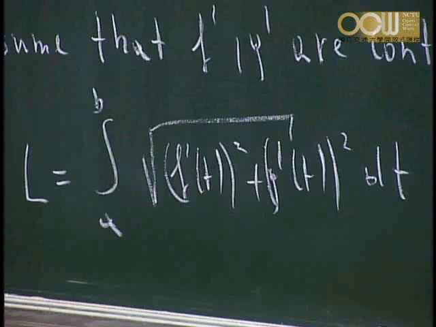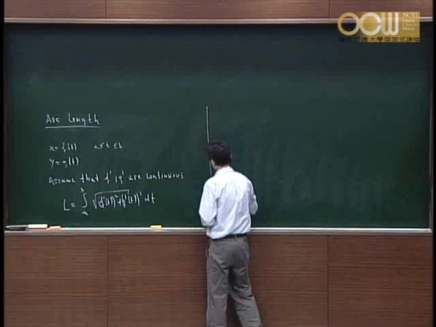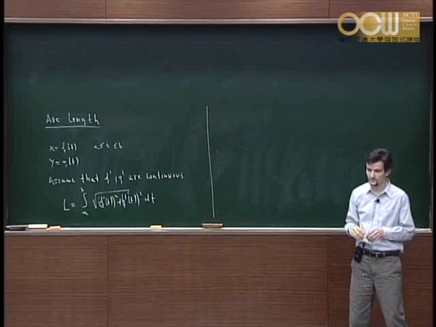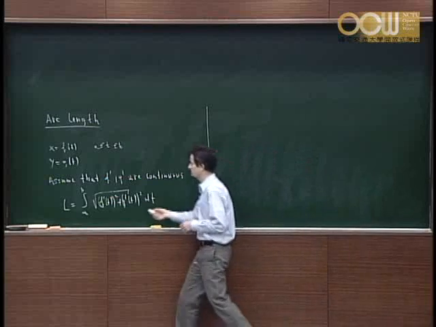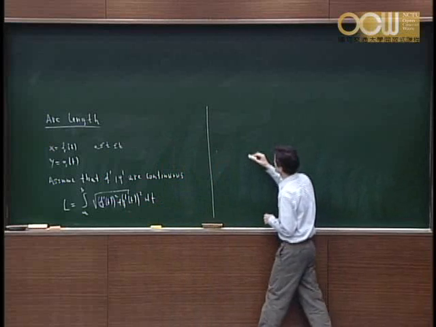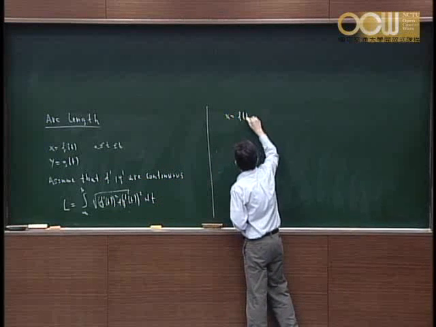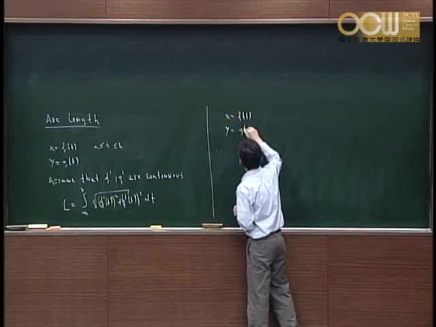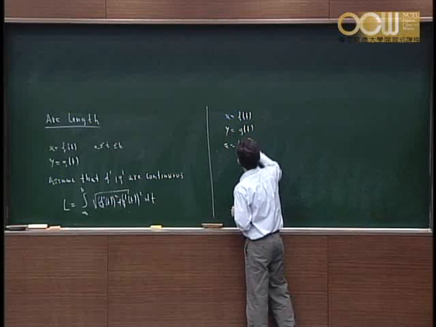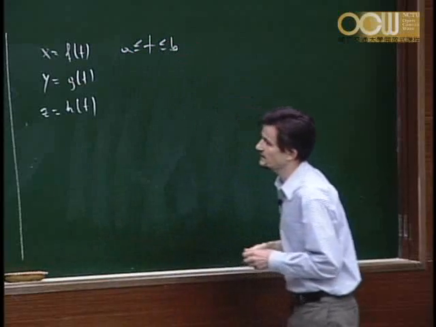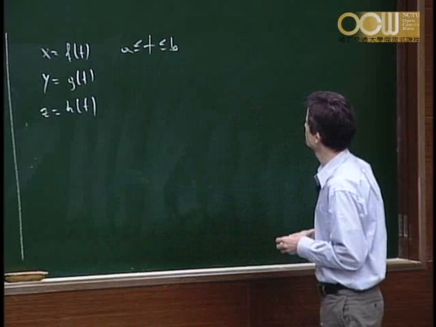Now, this is the formula we proved last semester, and you can just use the same proof to prove that the arc length of a space curve is computed by the same formula. You just add the third component function. So now we have a space curve. Again, for t, we go from A to B. And again, we assume that the derivatives are all continuous.